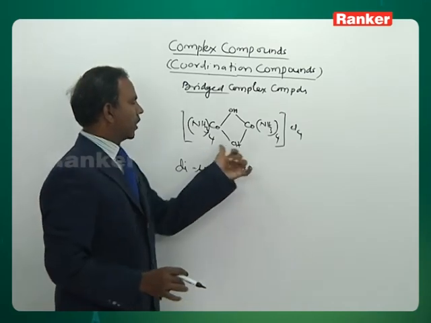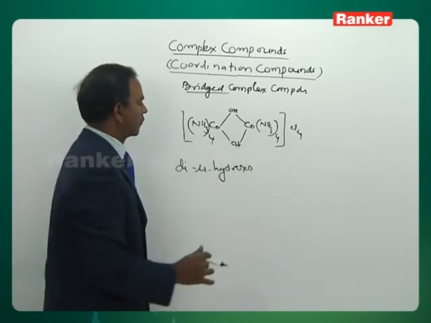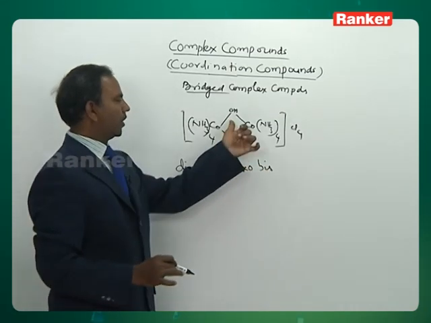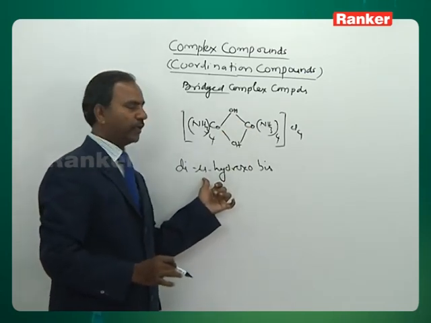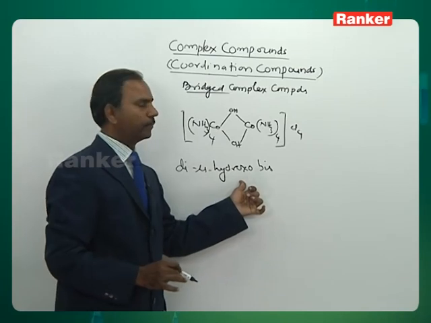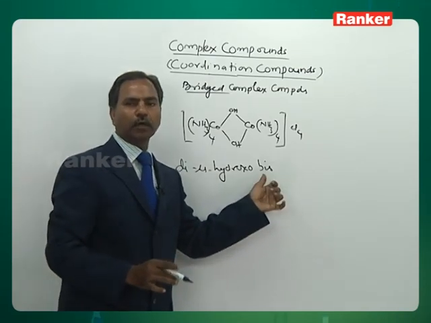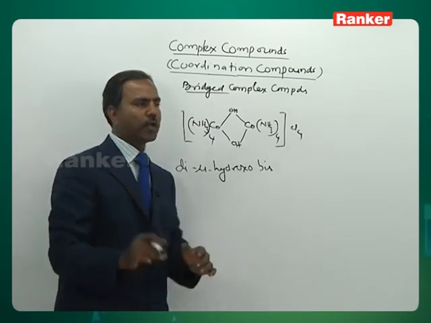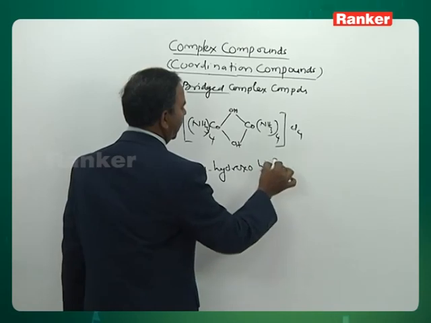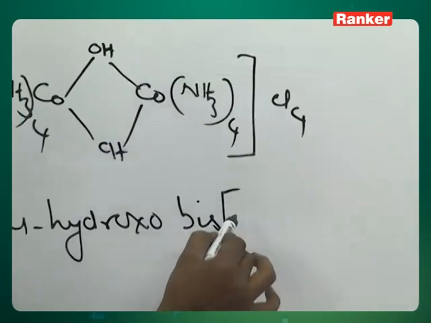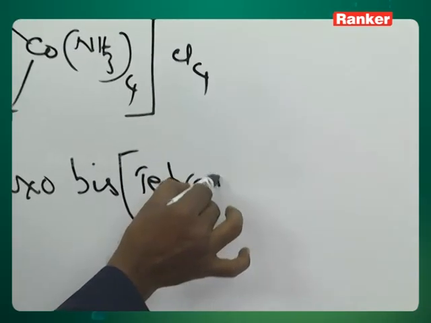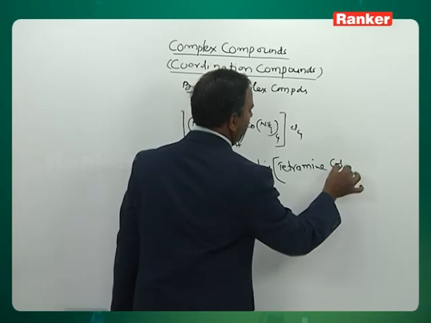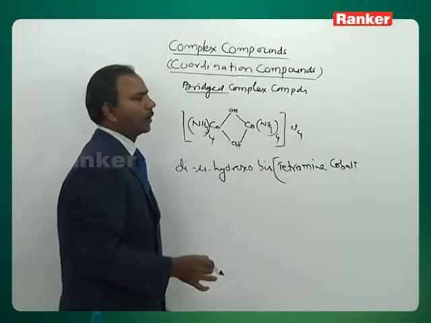Next, we have to represent this on either side. Therefore, we write bis. Di, 2 bridges. Mu stands for bridging. Hydroxo, bridging. Next, bis. Bis stands for 2 times, giving the meaning of on either side. Bis. Put a big bracket. Then, what are on either side? Tetramine. Followed by cobalt, tetramine, cobalt on either side.